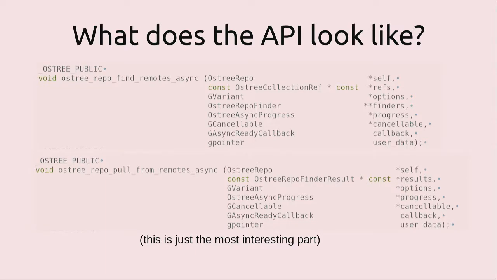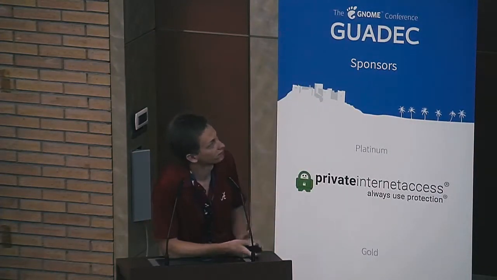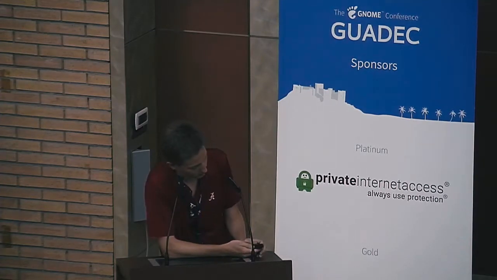Yeah, so basically what this API is saying is, I have this list of refs, I don't care where they come from, they can come from USB, LAN, or internet, just get me them, however you want. And then the second API is just pulling them. Hopefully that makes sense.